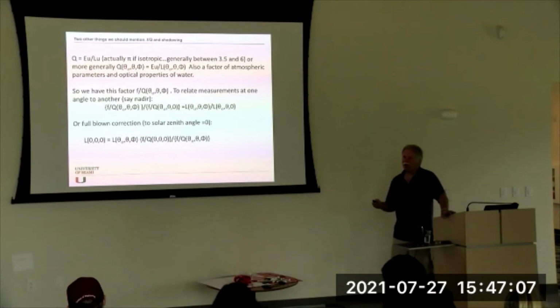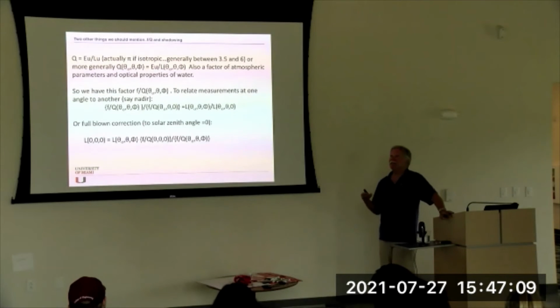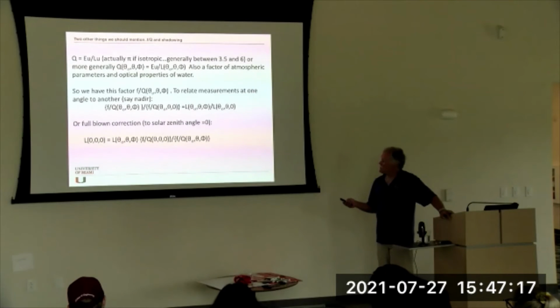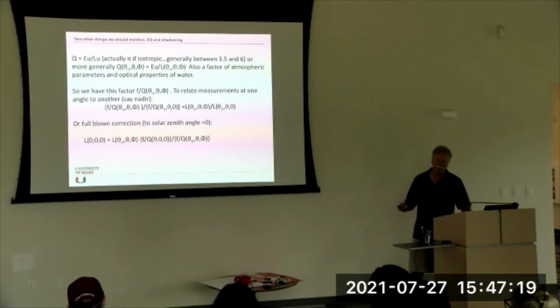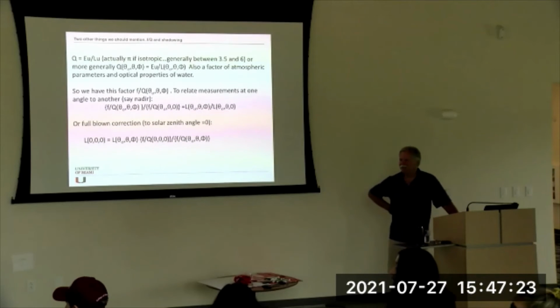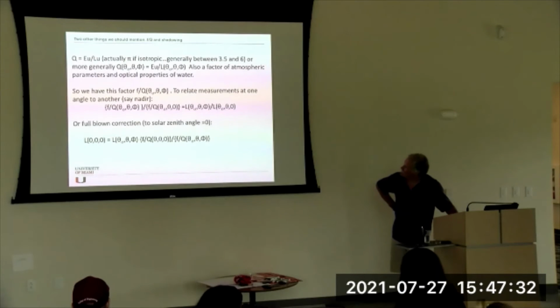The common model is Morel, Antoine, and Gentili, 2002, which works really well in clear water, but starts to fall apart in case 2 waters. There are a few different methods in papers out there for doing more turbid water. Yeah. What is the difference between case 1 and case 2 waters? Case 1, okay. Do I have case 1 up there?